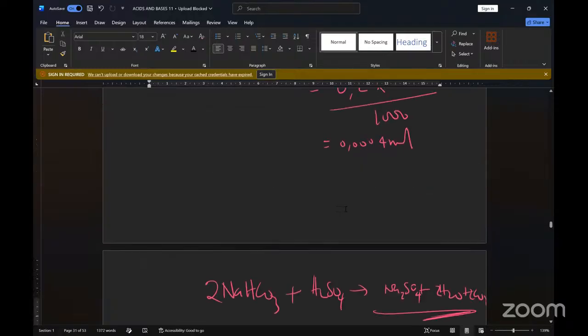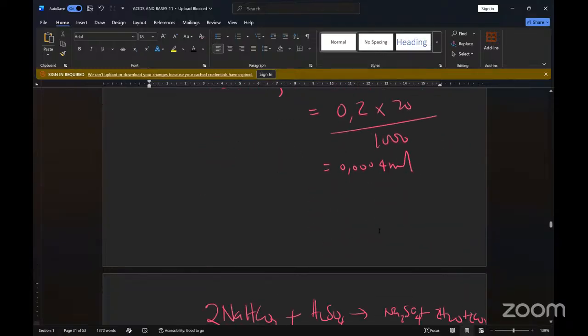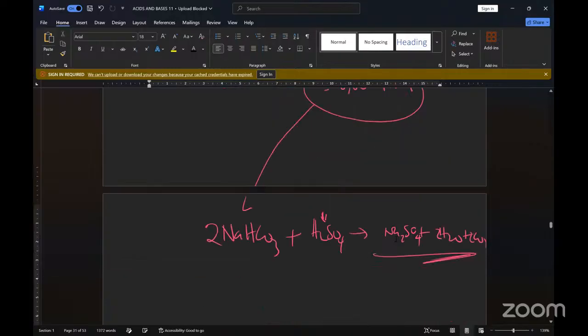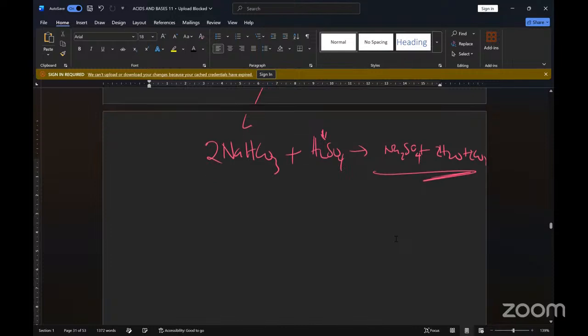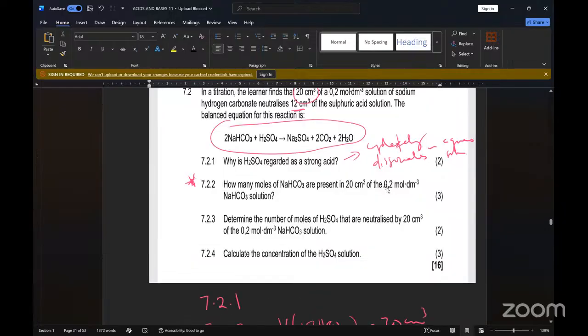Because we have calculated the number of moles of this one here, we want to find the value for that. So we go by our old method, what we are used to. We can say that the number of moles of sodium hydrogen carbonate divided by its coefficient, this coefficient is 2, must be equal to the number of moles of sulfuric acid.